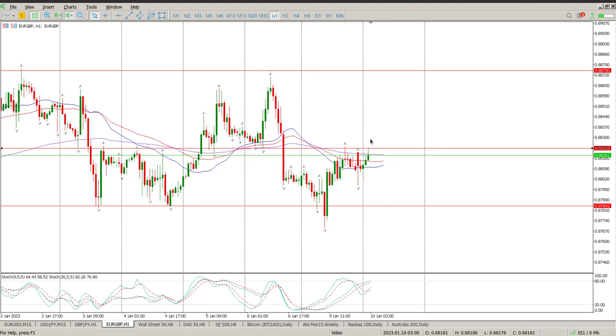Don't even bother looking at this. What you're looking for is price to get above 0.88228. You're looking for it to find support. You're looking for the moving averages to cross over. You're looking for the oscillators to group back down to the downside, and then give you the indication that you're looking for a move up.